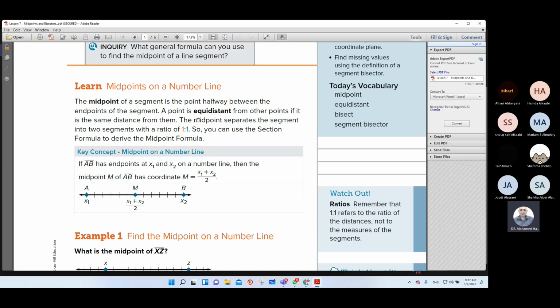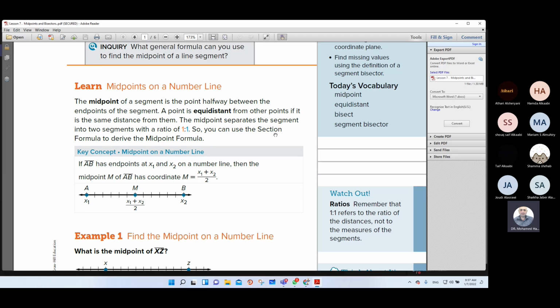So a point is equidistant from other points if it is the same distance. And always, if you have a point between two end points and this point has the same distance from the two end points, meaning MB equals MA, M will be equidistant. MB equals MA. So the midpoint separates the segment into two segments with a ratio of 1:1, meaning this distance equals this distance.